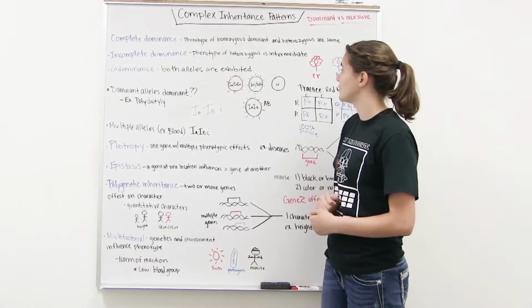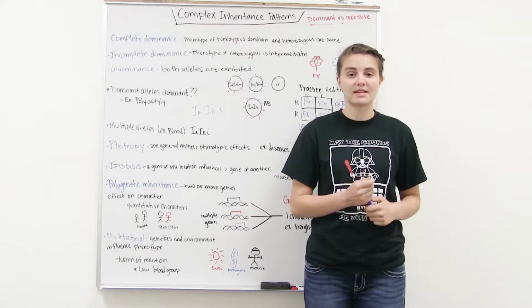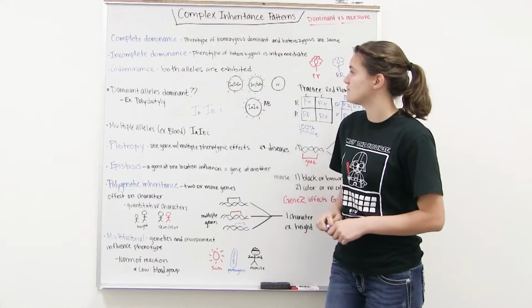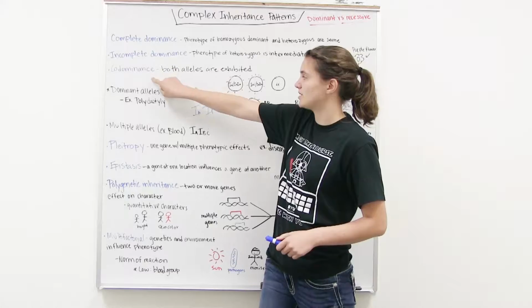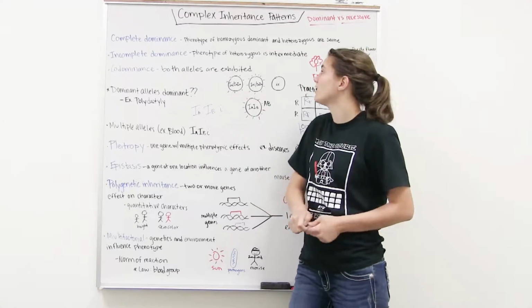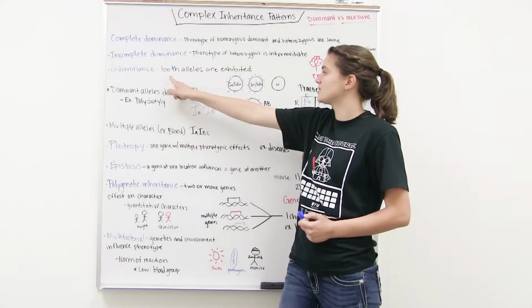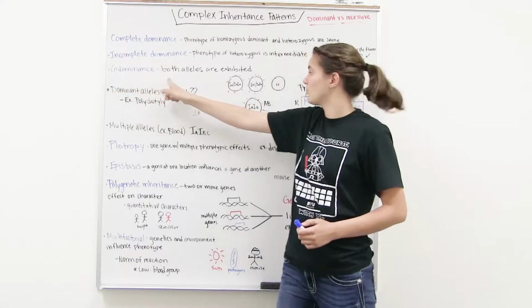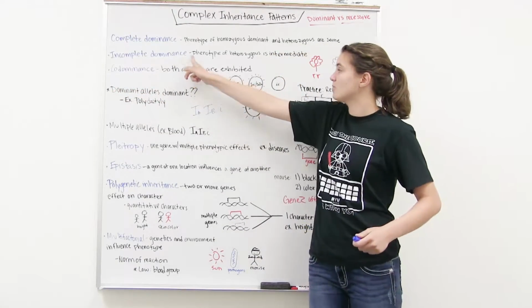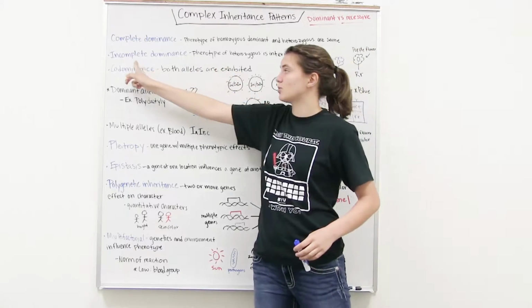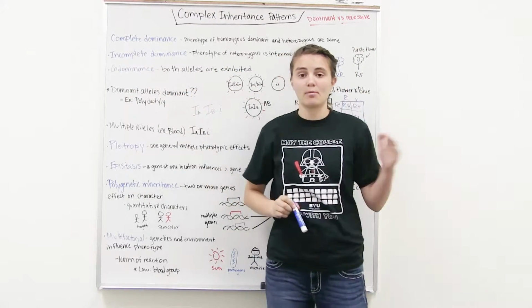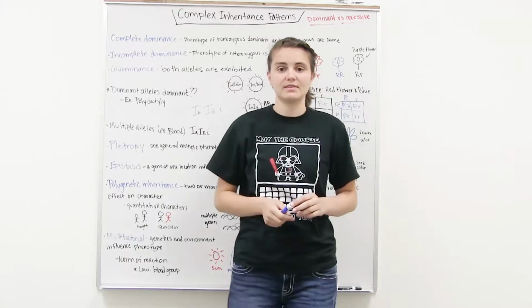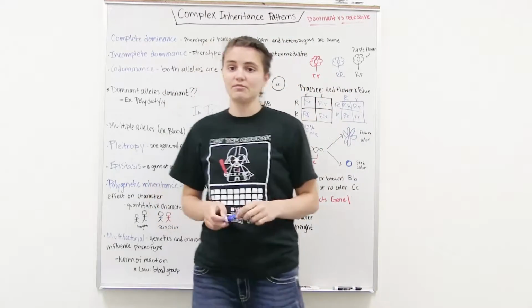I hope you have a better understanding of more complex inheritance patterns. Just make sure you don't get incomplete dominance and codominance confused. That's a common one. In codominance, both are expressed. So think of co, together, both are being expressed. And for incomplete dominance, think of the word incomplete. The dominant allele is not completely over the recessive, so we have this sort of blending of the two.